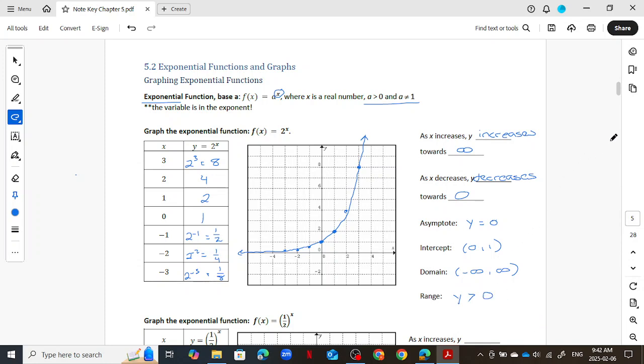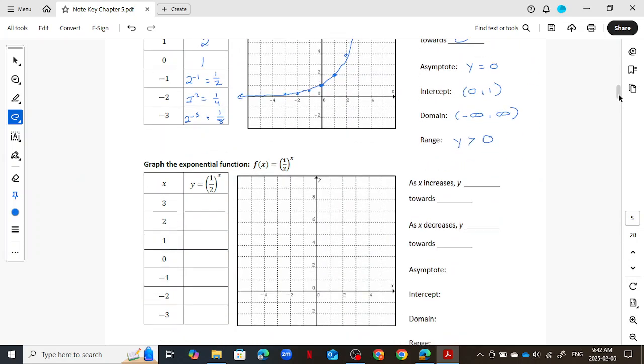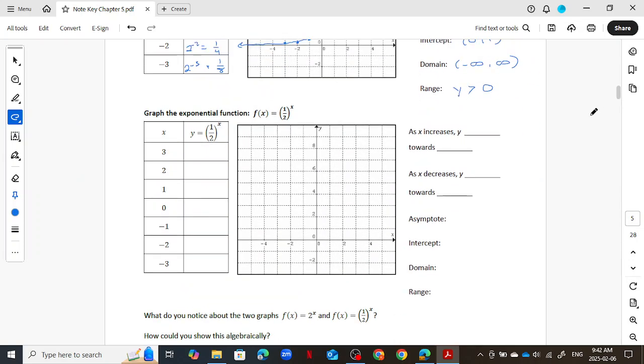Awesome. So now I want to do the same thing, but this time we're going to do it for y equals 1/2 to the x. So what's going to change? Well, let's put in my x values. So when we have 1/2 to the 3, it's 1 to the 3 over 2 to the 3, or 1/2 times 1/2 times 1/2, we're going to get an eighth. When we have 1/2 to the 2, we're going to get 1/4. 1/2 to the 1, we're going to get a half.